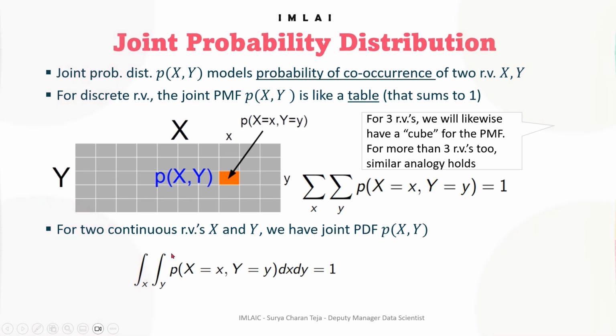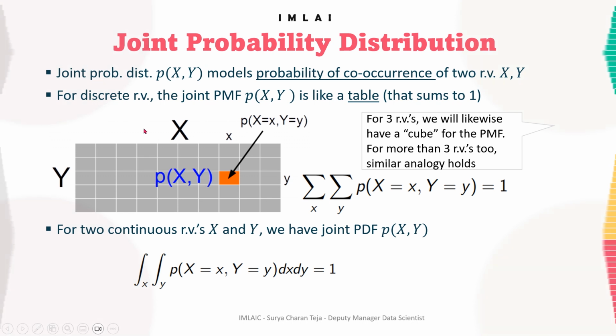If you have continuous random variables, capital X and capital Y, we have a joint probability density function, which we can represent as P of capital X comma capital Y. For a density function, it doesn't make sense to calculate the probability for a particular value, because it's a continuous variable. So we take the density and calculate the area from one point to another. We go with intervals.